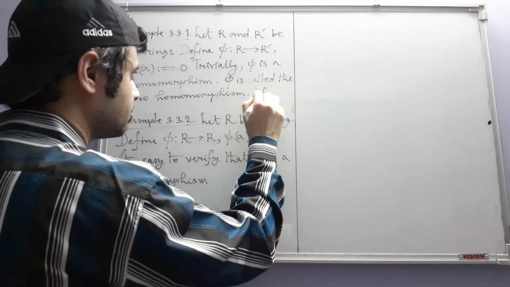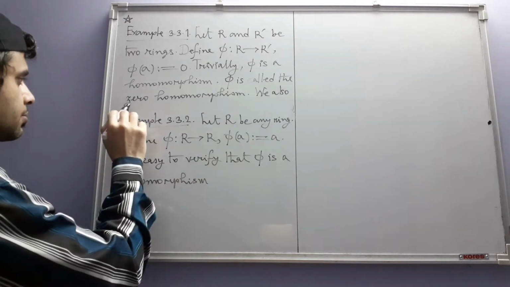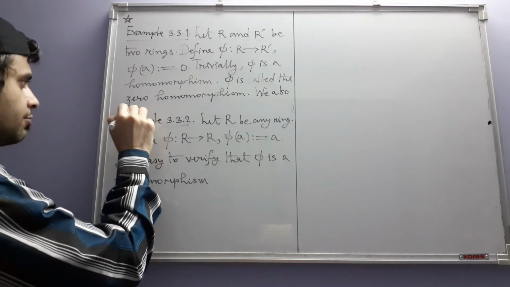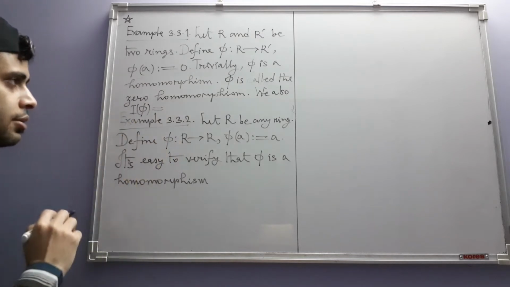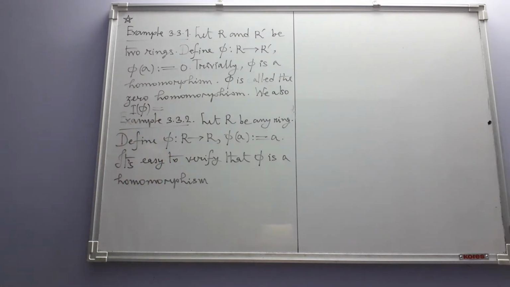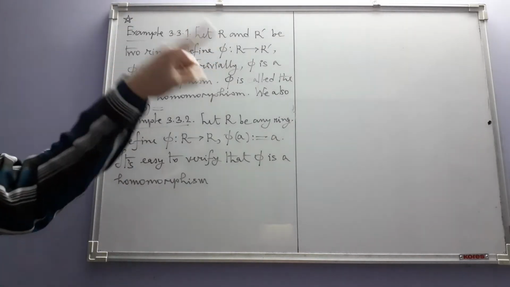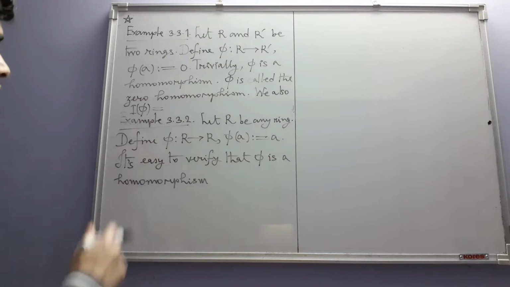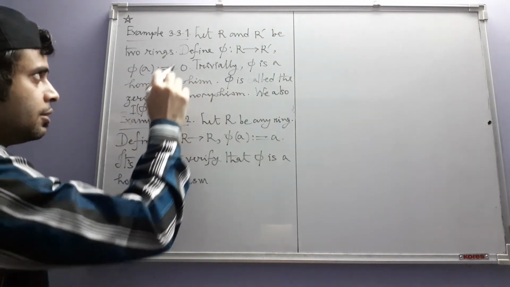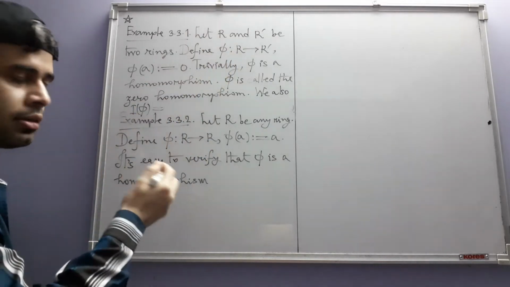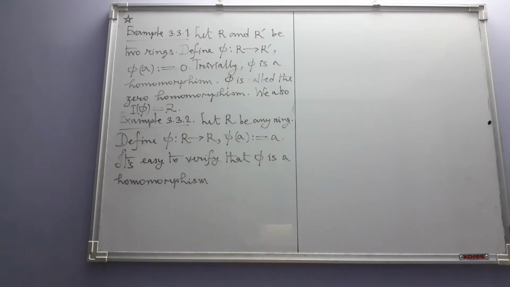We also have, we did not say what the kernel of the homomorphism is. Recall that by definition, the kernel of a homomorphism is the set of those elements in R which are mapped onto the zero element in R prime. Since here every element is being mapped onto the zero element of R prime, so the entire R is the kernel. So it's the largest possible kernel.